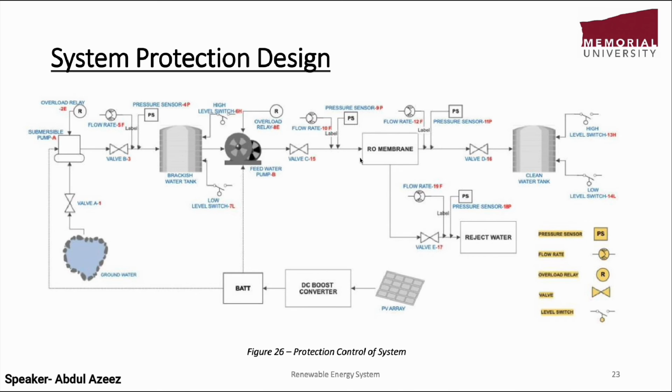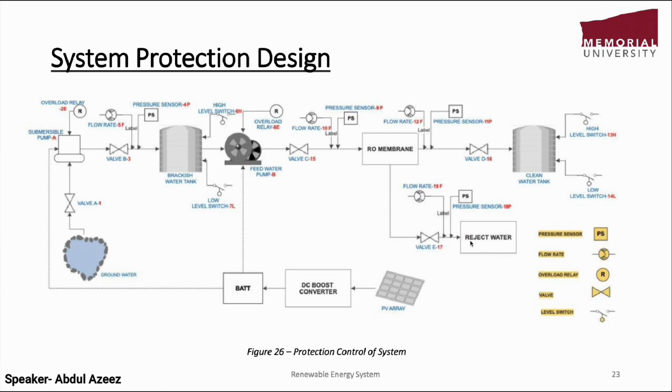Then moving on to the RO membrane, this protection function considers the differential pressure across the RO membrane by taking the feedback from the pressure sensor 9P, which is at the inlet of the RO membrane, and the pressure sensor 11P, which is at the outlet. So if the differential pressure reaches a defined set point, an emergency shutdown signal is initiated and the whole system is shut down. This condition implies the healthiness of the membrane.